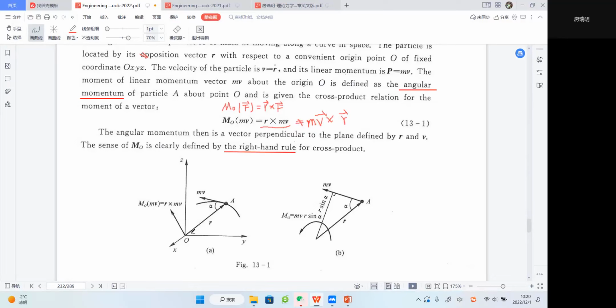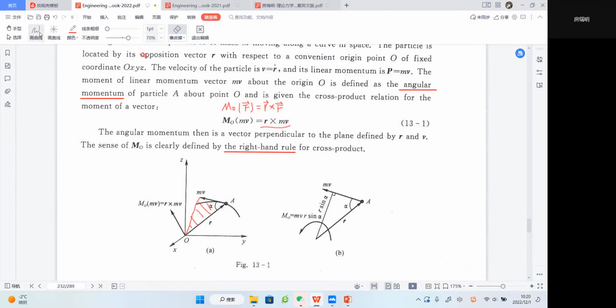So actually, if I link this point to O, we will have a plane like this. Our new vector M0 is determined from the cross product R cross mv. The direction of this vector will be perpendicular to this plane. And the magnitude of this... I will erase this part.